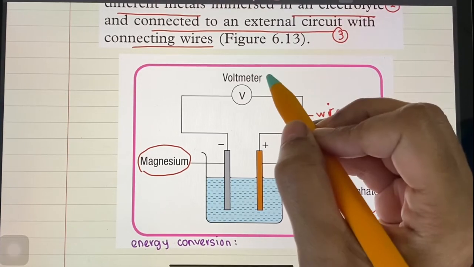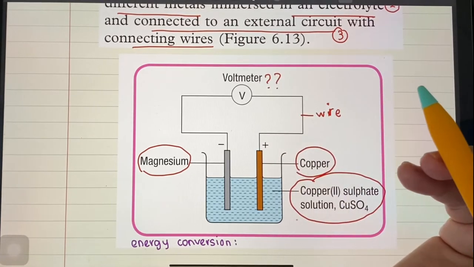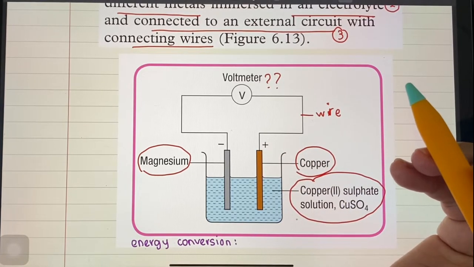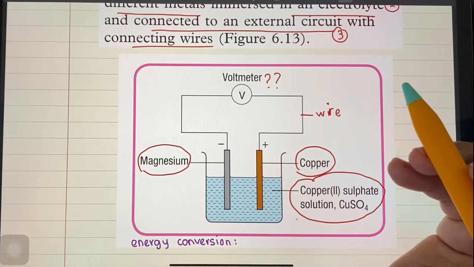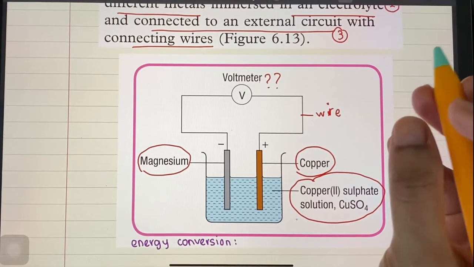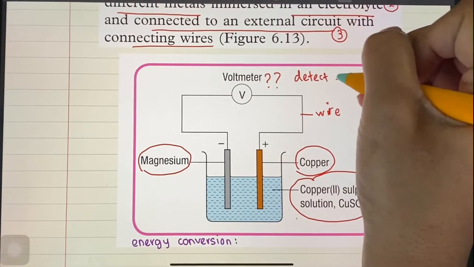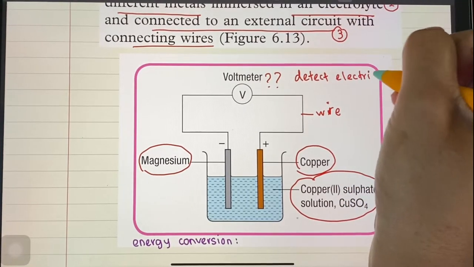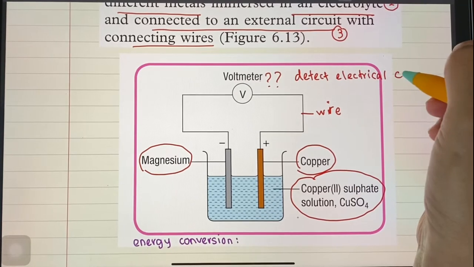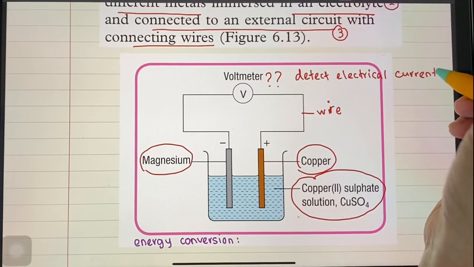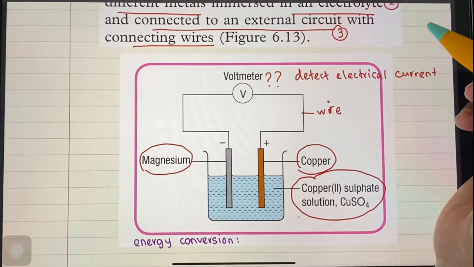Now, why we put voltmeter here? As we all know that voltmeter is actually to measure the voltage. So, in this condition, we put voltmeter so that we want to detect electrical current. Okay, that's why we put voltmeter.